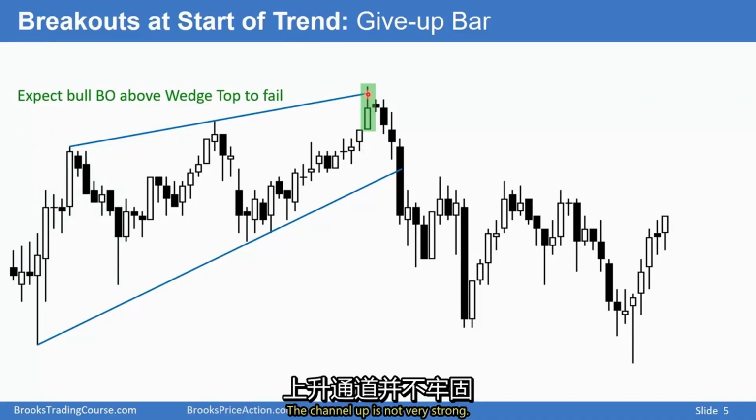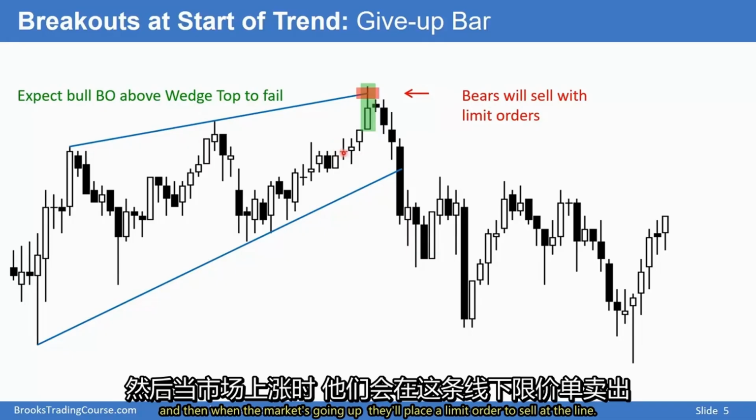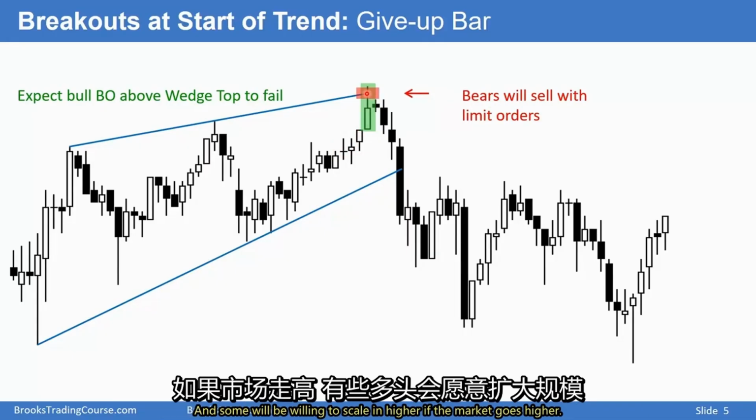Traders will expect this bull breakout to fail. The channel up is not very strong. Some bulls will draw this line, and then when the market's going up, they'll place a limit order to sell at the line. And some will be willing to scale in higher if the market goes higher.